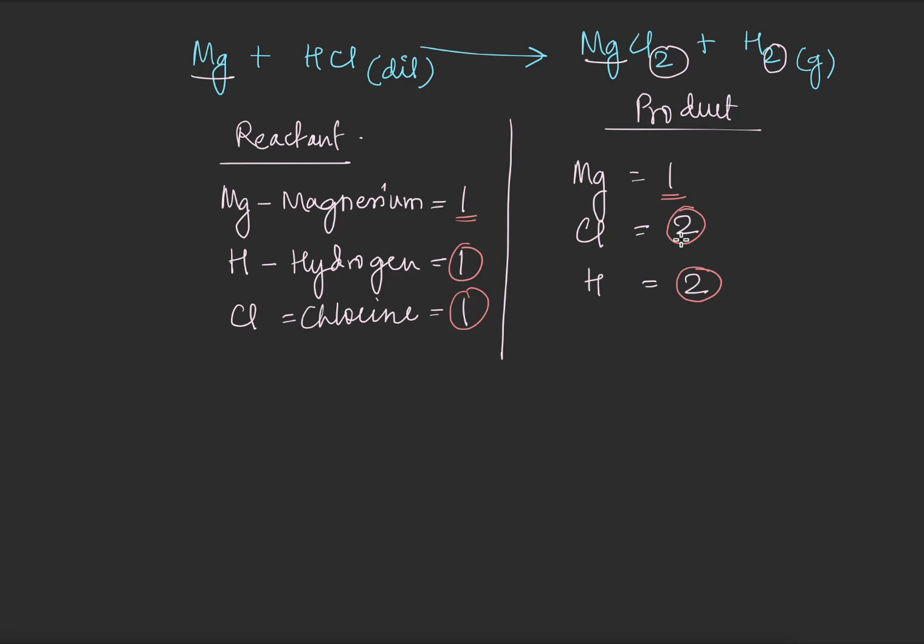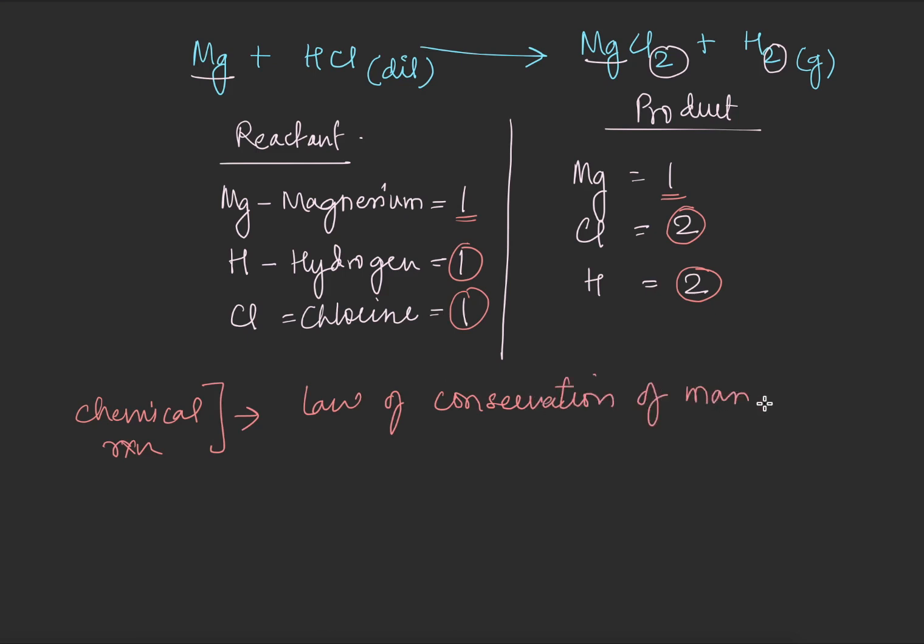However, the number of hydrogen and chlorine atoms are not the same. They are different. So we are going to try and make sure that the number of atoms are the same on both the sides. Why? Because every chemical equation abides by or follows the law of conservation of mass. What is the law of conservation of mass? According to this law, mass can neither be created nor destroyed in a chemical reaction.